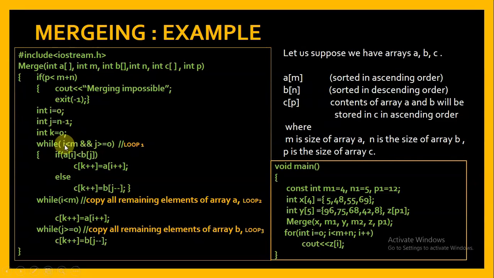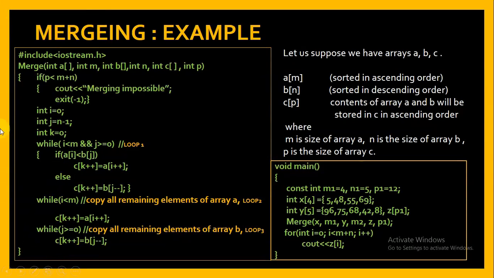Now if any one of the conditions becomes false, it means one array has finished but the second array is still remaining. It may happen. So we will check whether, now we are using this loop, i less than M. If i is less than M, it means the array A is still left, the elements of the array are still left.